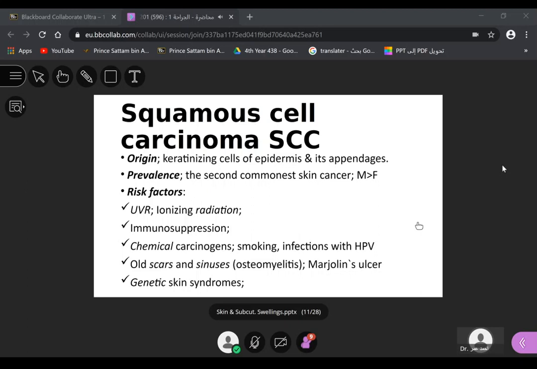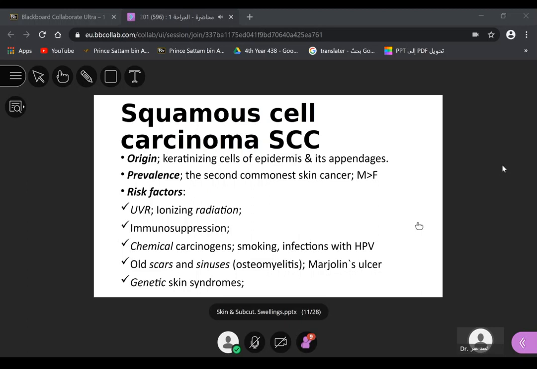Also, chronic osteomyelitis or scars in general. The patient can develop squamous carcinoma on top of a chronic scar or chronic osteomyelitis. Squamous cell carcinoma developed in an old scar or a sinus of chronic osteomyelitis is known as Marjolin's ulcer. So what is Marjolin's ulcer? It is a squamous cell carcinoma developed on long-standing scars or chronic osteomyelitis.